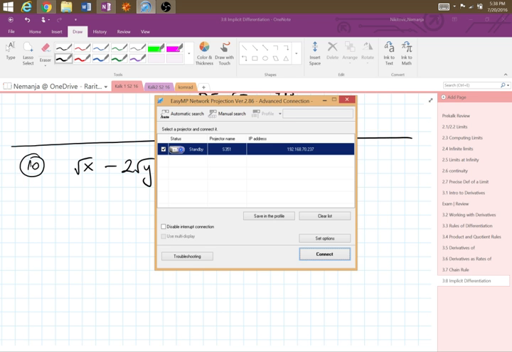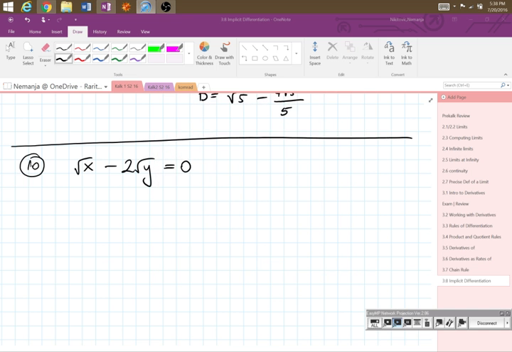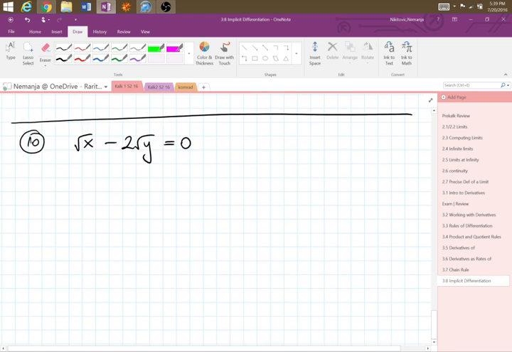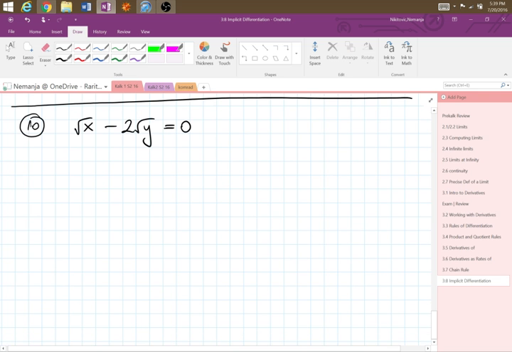Let's see if the projector is... There's still lag, but it's not as bad as it was.